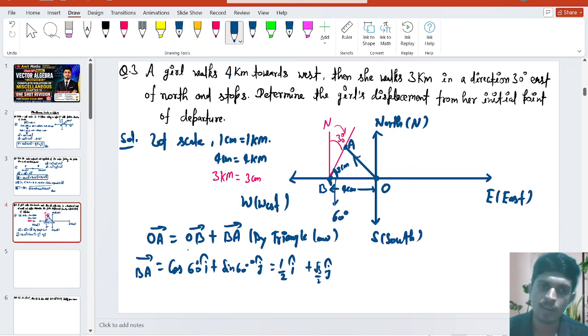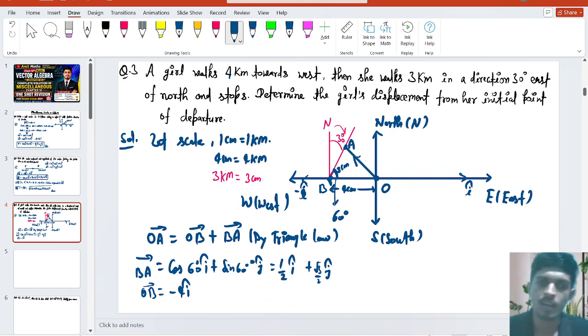Okay, and what is vector OB here? Vector OB is along the negative direction of the unit vector i cap. So it is minus i cap, and this is 4 centimeter. This is minus 4 i cap here. Vector OB is simply minus 4 i cap. So just putting this value, you get the vector OA.